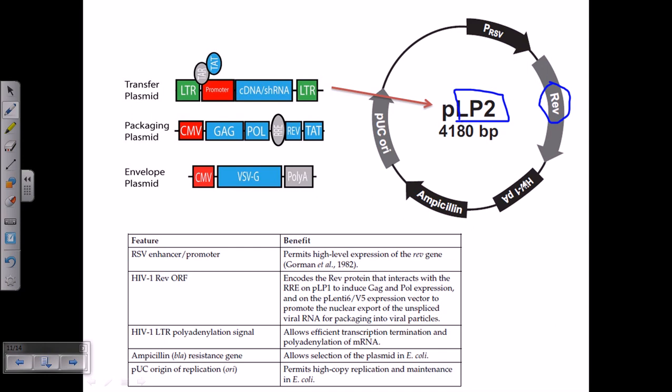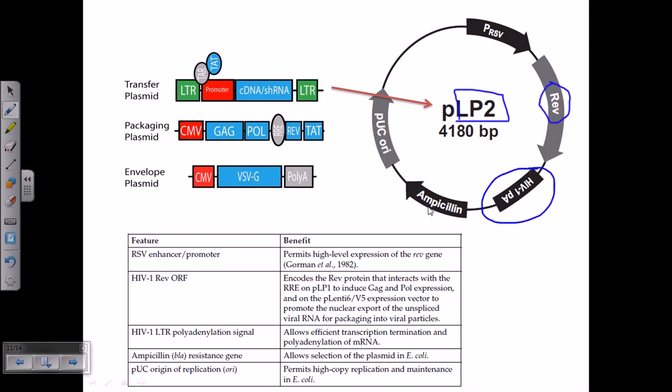Now here we also have the HIV PA. It allows efficient transcription termination and polyadenylation of the mRNA, because we are trying to develop the RNA in such a way that it can be inserted inside the host eukaryotic cell. That's why this HIV PA, which is unique in this case, is present there.